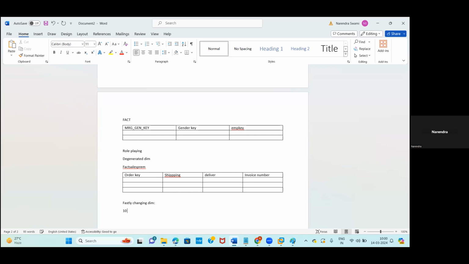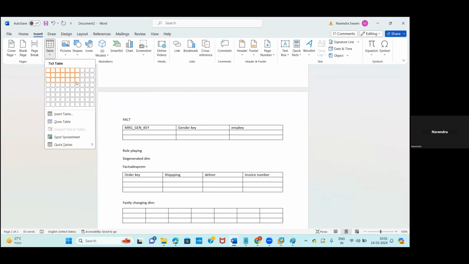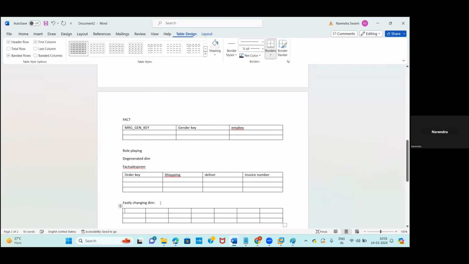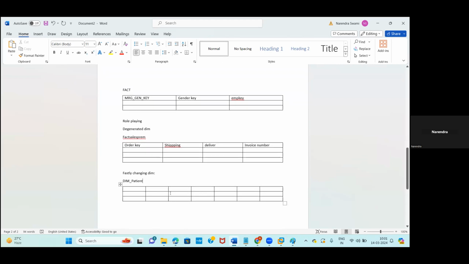I will explain it with the example of one table, the patient table. Here this patient table is dim patient. I'm taking it as a dim patient table. This dim table has data like patient ID.